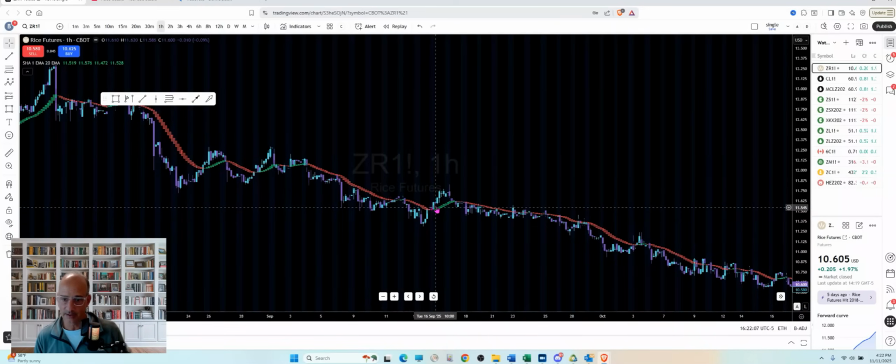And then you get this pullback. Now, maybe you exit at one of these points. Okay, you were in this trade, you see this turn green, you get out somewhere over here and protect your profits on the way down.